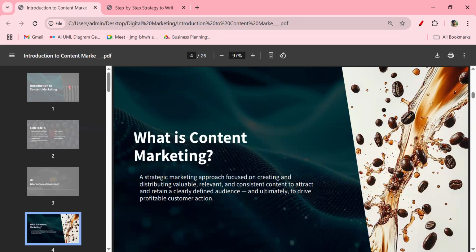Retain means if a customer gets attention toward your product and services, how are you going to retain them for the long term? So there is also a need for a different kind of content strategy for retaining them for a long period of time.